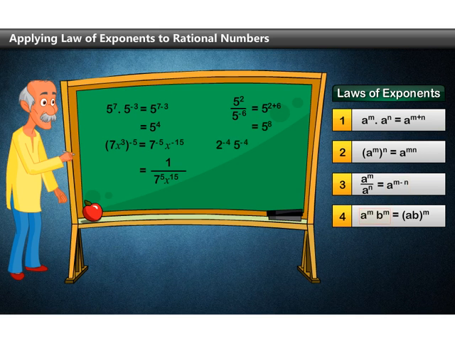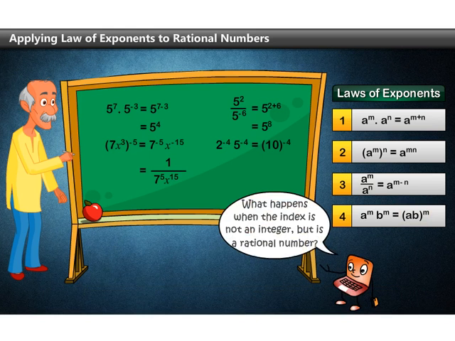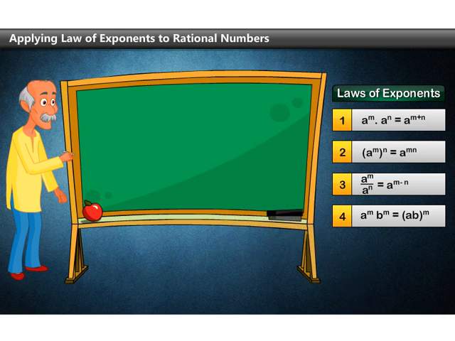2 raised to the power of minus 4 into 5 raised to the power of minus 4 is equal to 10 raised to the power minus 4. We can find that the laws of exponents can be extended to negative exponents too. What happens when the index is not an integer but is a rational number? To find this out, let us take a number that has a rational number as its exponent: 27 raised to the power 2 by 3. This can be represented in the following way.